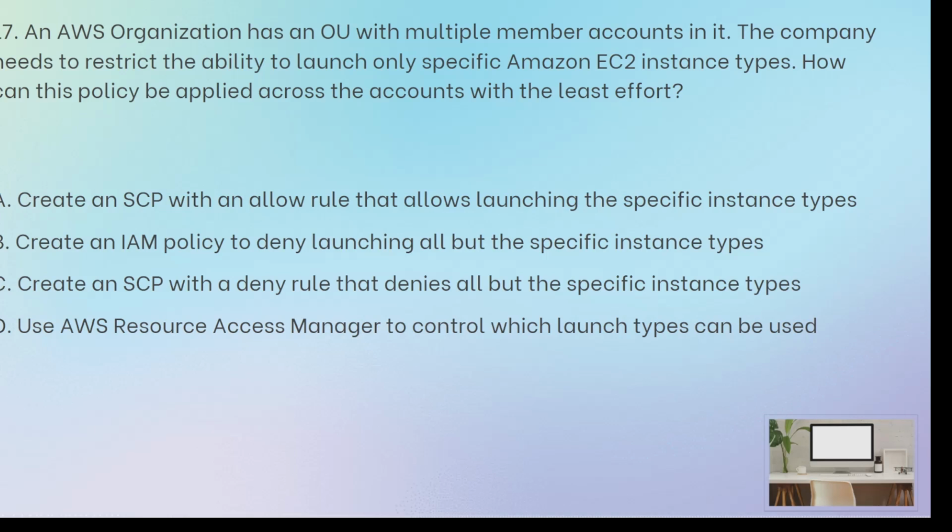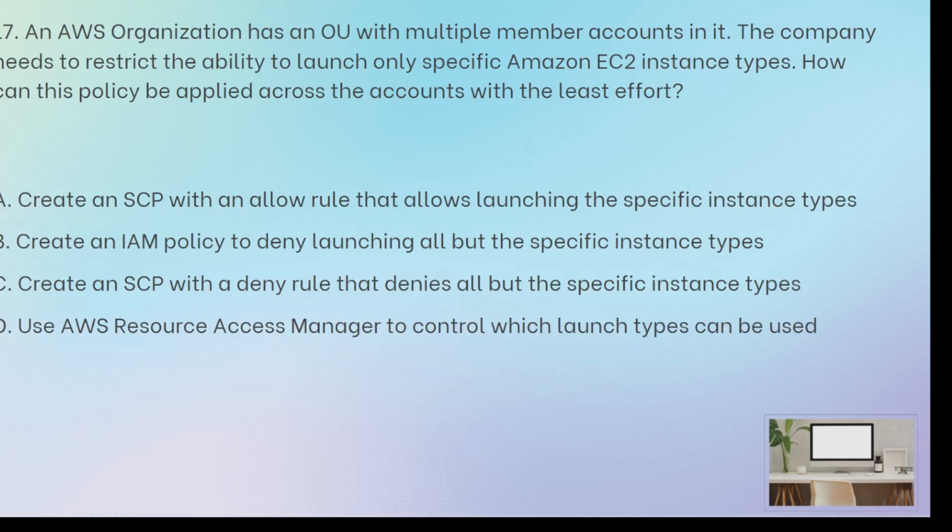So the organization wants to use only one specific EC2 instance type, so that no other member, because there are multiple members, no other member should be able to create any other type of EC2 instance. This is the question. Now what can you do in this scenario? To apply the restrictions when you have multiple member accounts, what do you use? You use a service control policy in AWS Organizations, that is SCP.